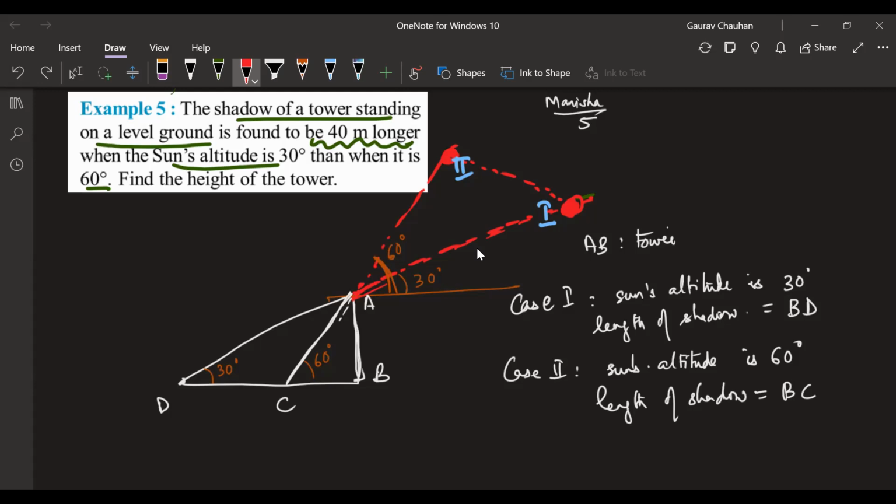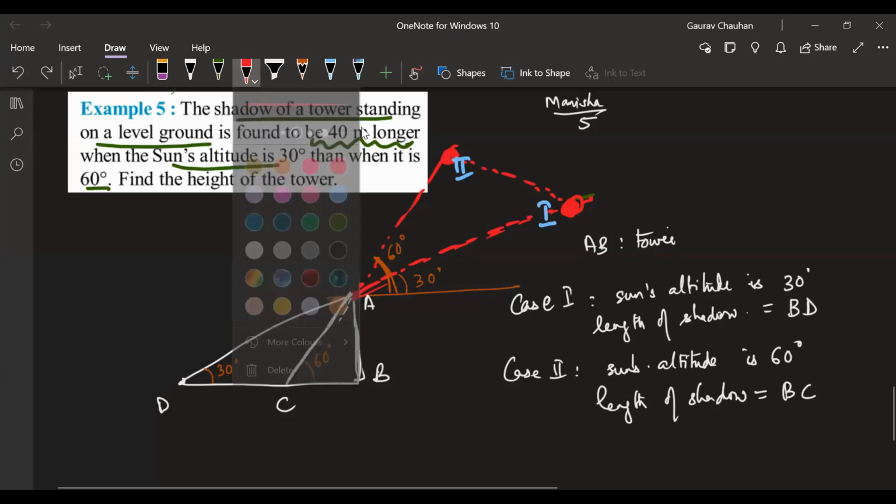Manisha, am I confusing you with my question? Yes, a little confused. Okay, how did you guess that 40 will be CD? You are right when you say it's going to be CD. How did you guess that? What in the question told you to go for CD, not for BC or not for BD? Okay, the keyword there is the word longer.